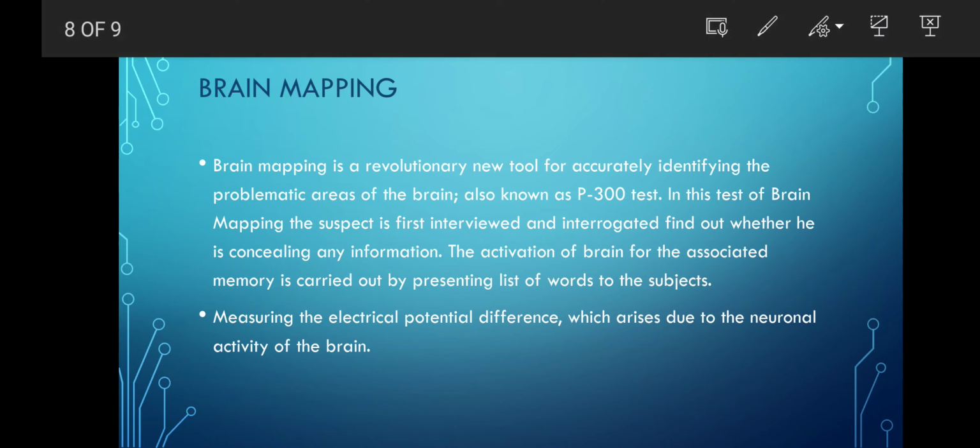Okay, then moving to the last, that is brain mapping. Brain mapping is a revolutionary new tool. Okay, this has been newly introduced for accurately identifying the problematic area of the brain. So what it does is identify the problematic area of the brain. It is also known as the P300 test.